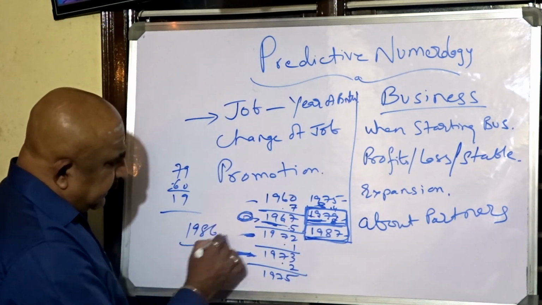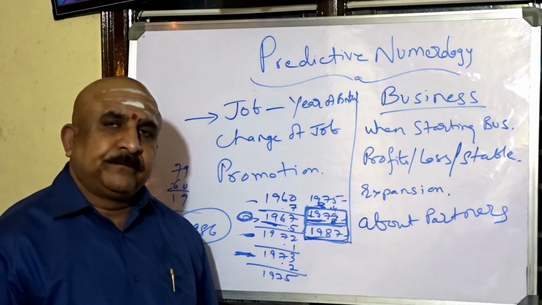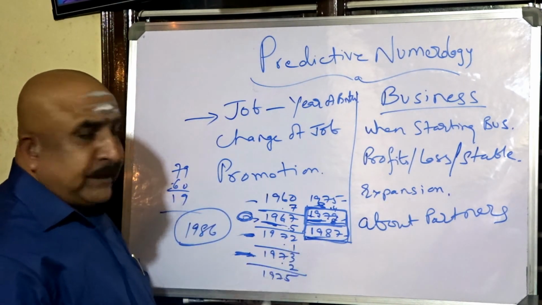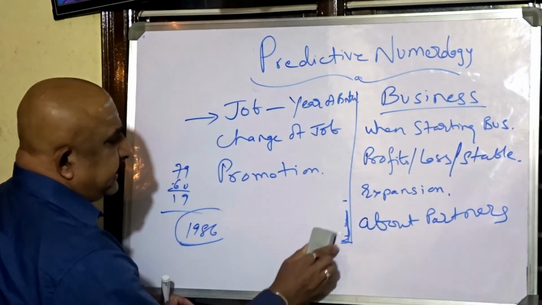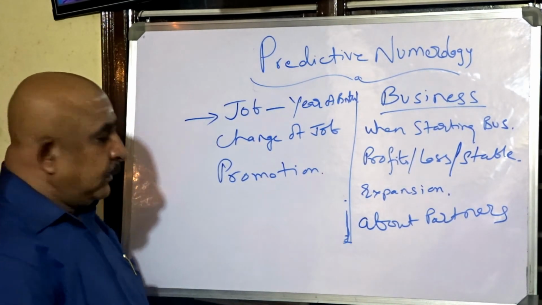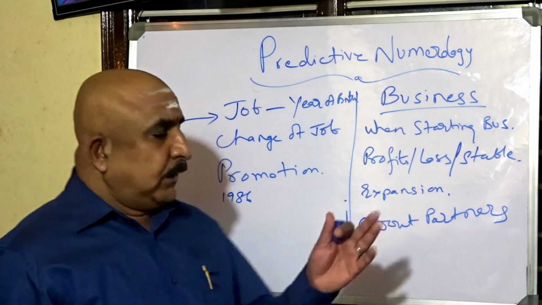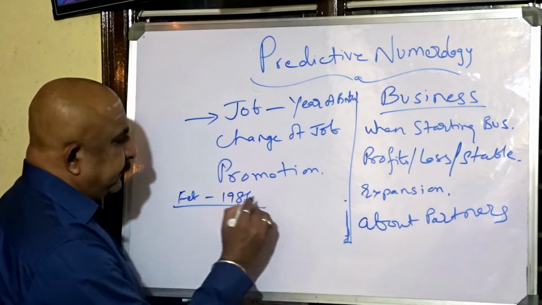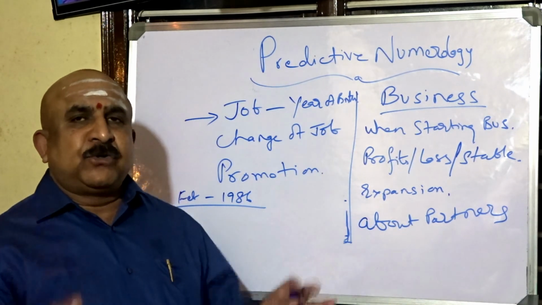1986 will be the placement of the post. When in this format you find 1986, the job he has got in 1986, that is when he is 26 years old. We can tell that in the month of February he joined. In the month of February 1986, he joined a particular job.